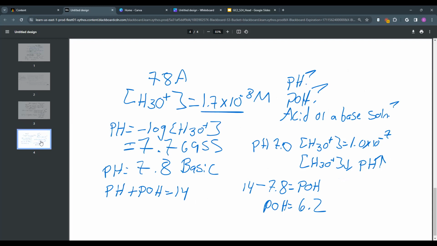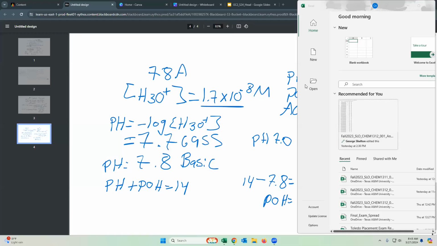And then we ended on 76A, where we use this information. We were given a concentration, and we have to find pH and pOH and then determine if we're acidic or basic. And we're actually going to start with 76, and I'm going to stop my sharing so I can share my whole screen here because I'll be jumping back and forth.